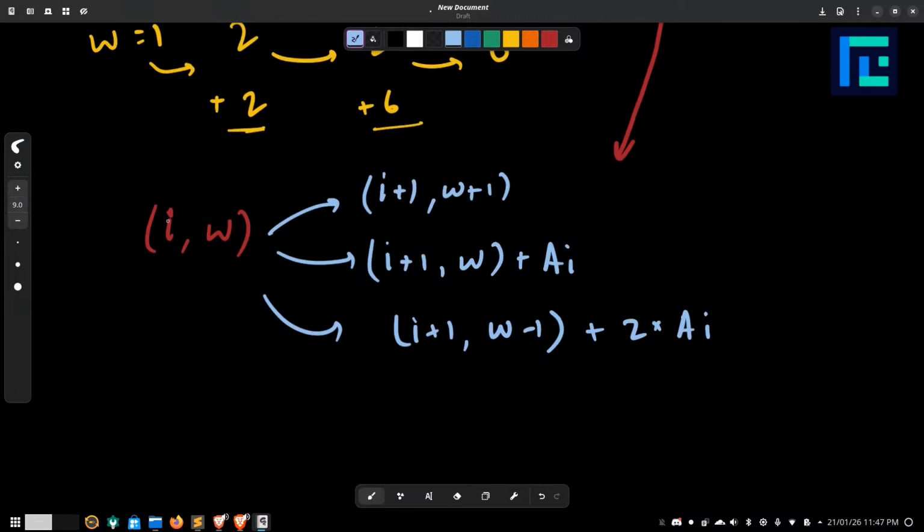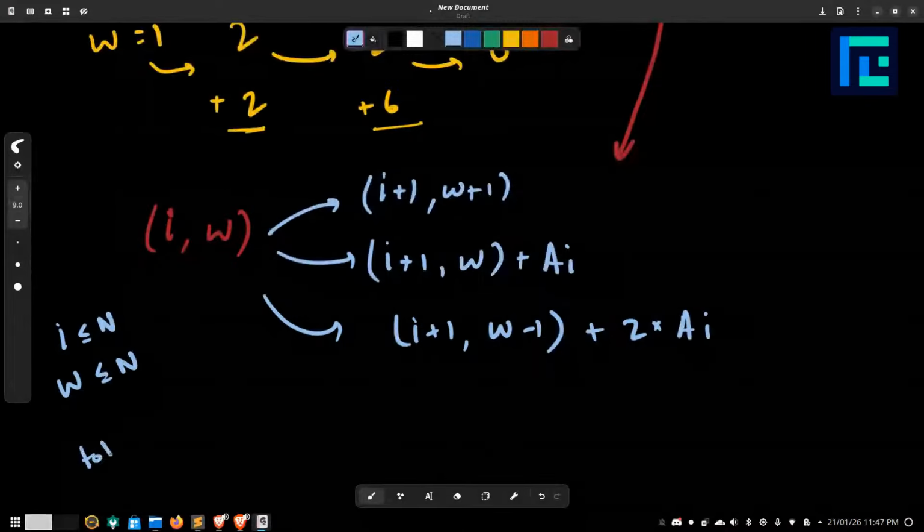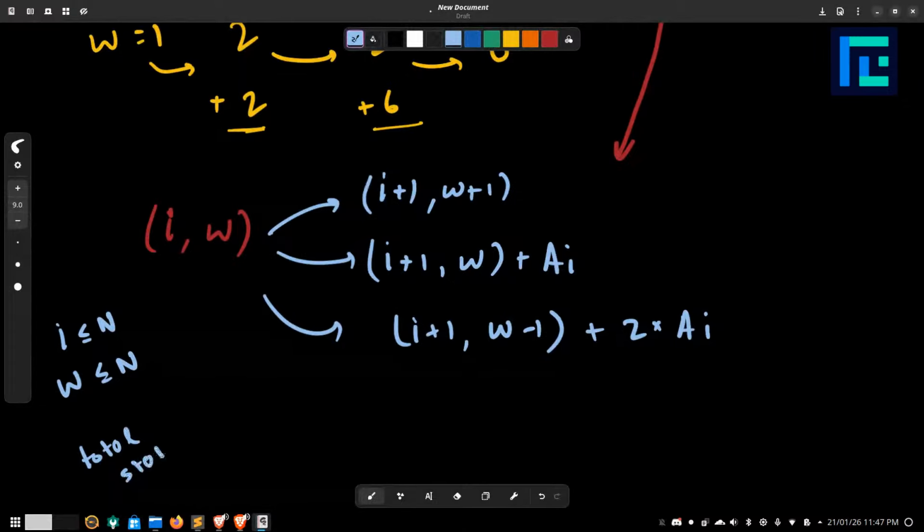And since there are n days, I will be less than or equal to n, and since at max we will have n watches, because each day we get only one free watch, W will also be less than or equal to n. So the total number of different states in this DP would be n square. And each state depends on only 3 other states.